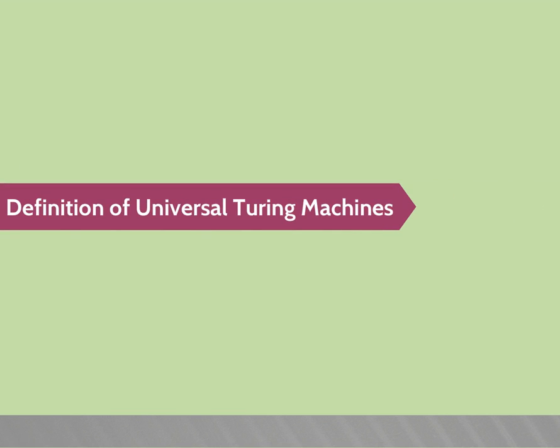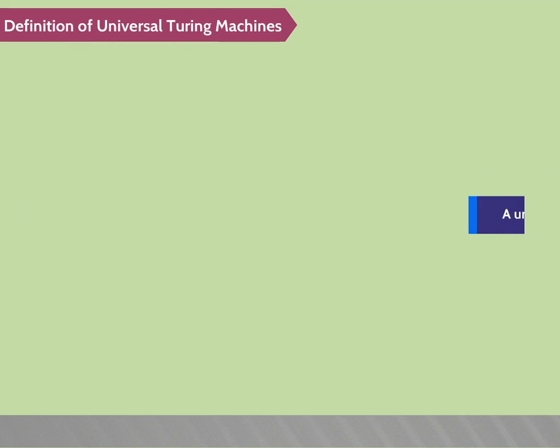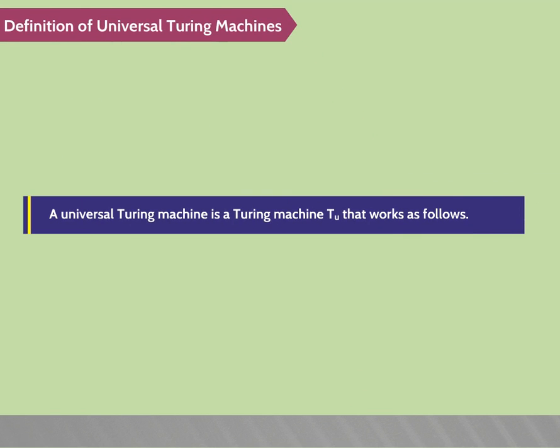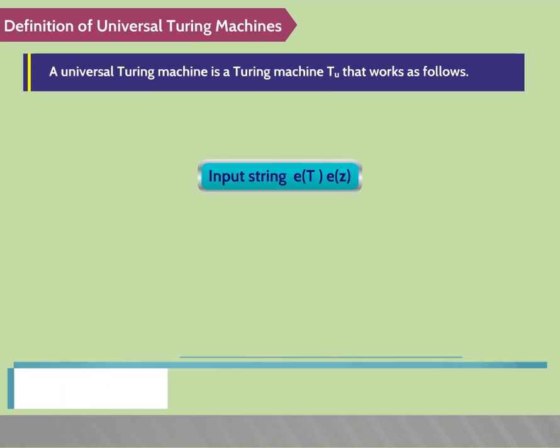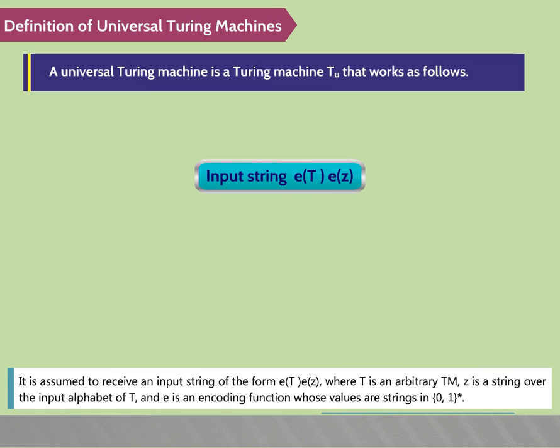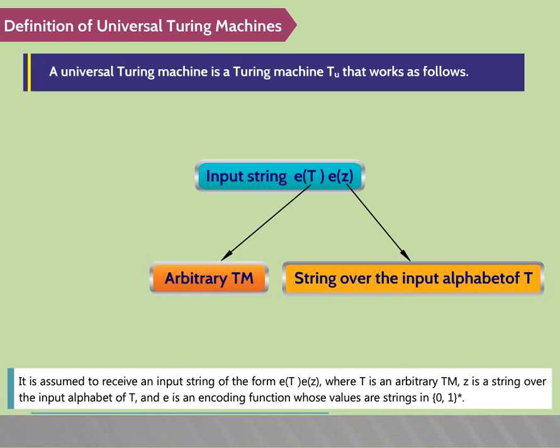Definition of universal Turing machines. A universal Turing machine is a Turing machine TU that works as follows. It is assumed to receive an input string of the form E of T, E of z, where T is an arbitrary TM, z is a string over the input alphabet of T, and E is an encoding function whose values are strings in {0, 1}*.